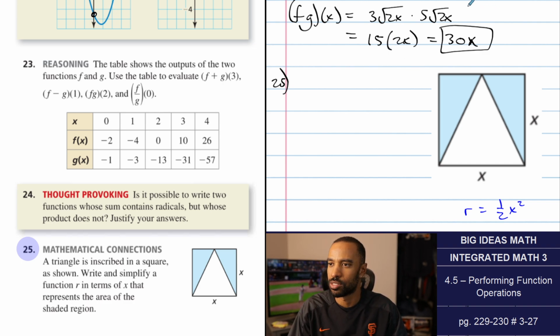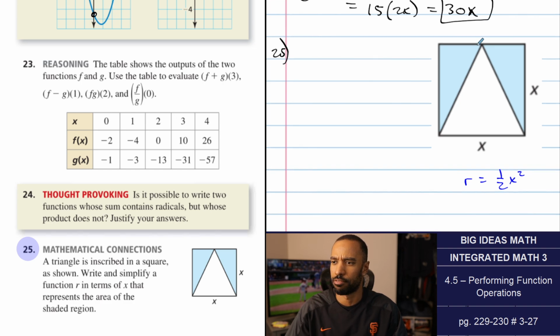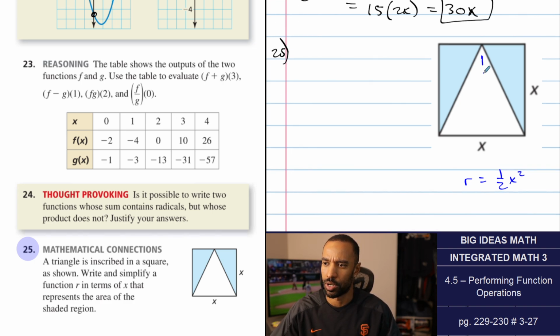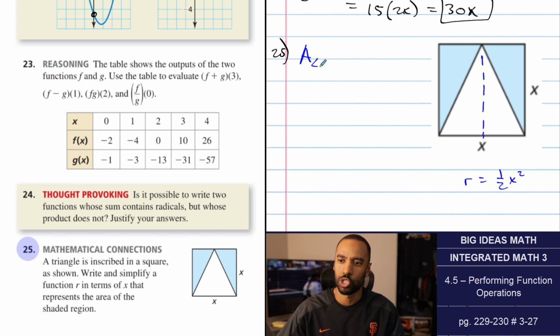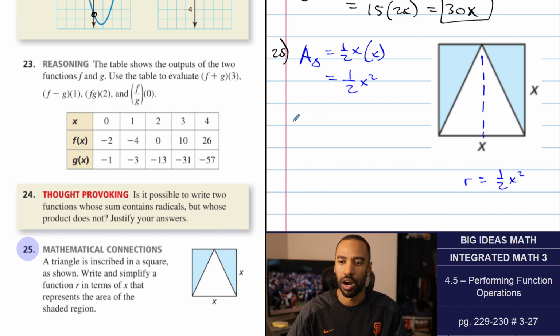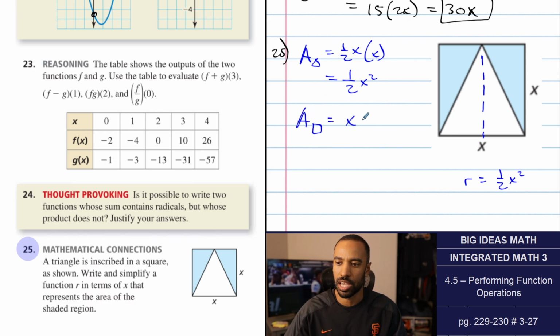Wait, why is this hard? Or based off function operations and stuff? I'm actually not sure. Anyway, let's come up with the area of the triangle first. Area of the triangle is 1/2 base times height. The height is still x. So that itself is 1/2 x squared. Oh, this is why. Because r is taking the area of the square, excuse me. The area of the square is x times x, which is x squared.